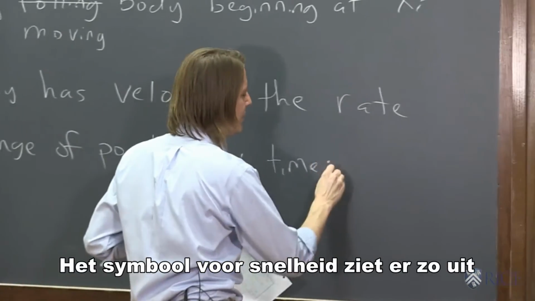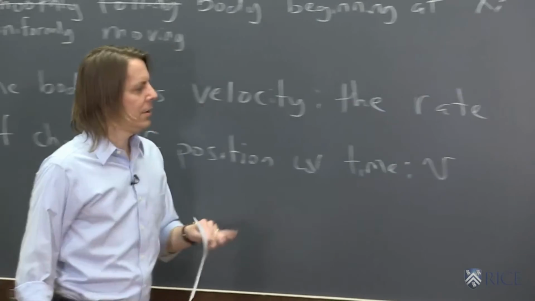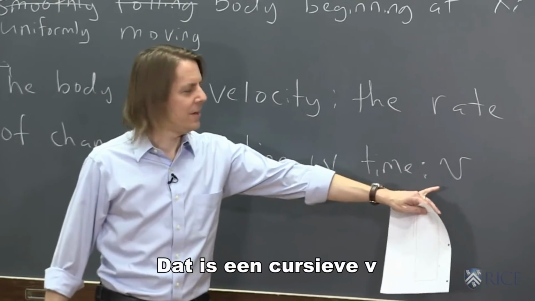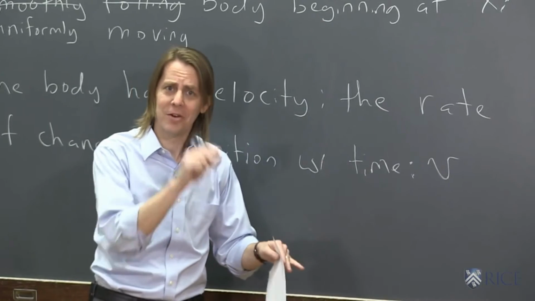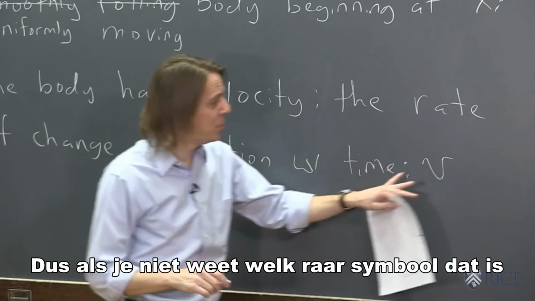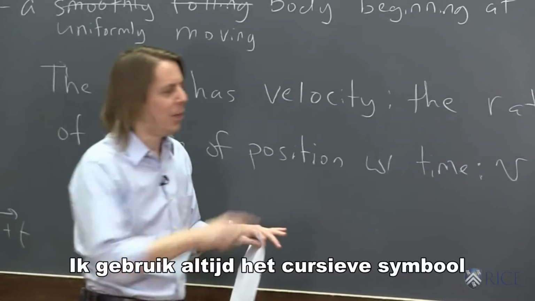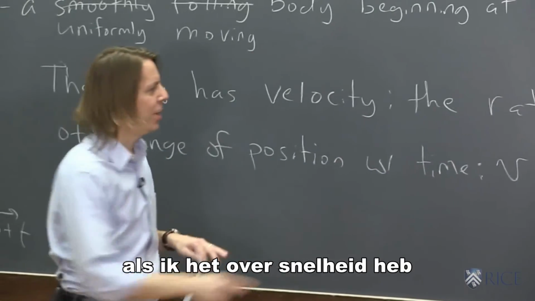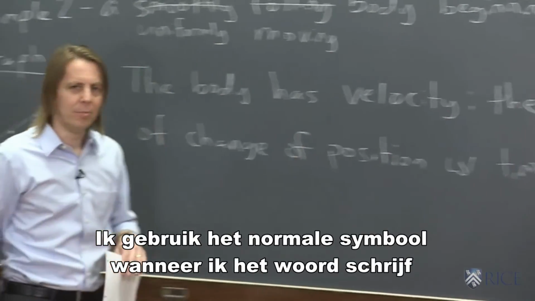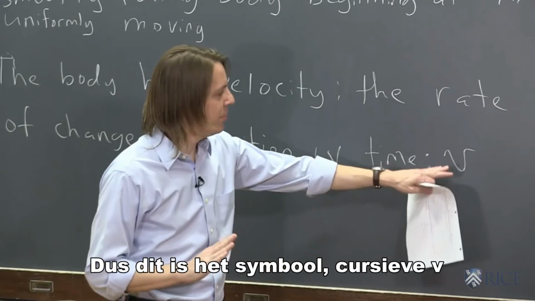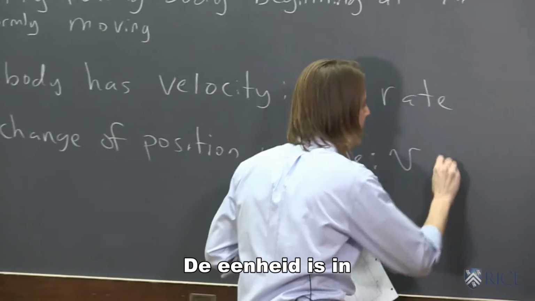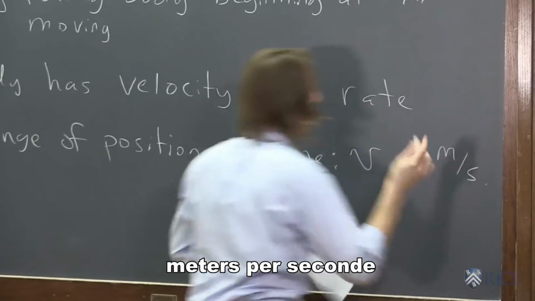The symbol for velocity looks like this. Now, I don't know if you're going to know what that is. That is a cursive V. I know they don't teach cursive anymore. They used to teach us how to write in cursive. So if you don't know what weird symbol that is, that's my cursive V. I always use the cursive symbol when I'm talking about velocity. I use the regular symbol when I write the word. Okay? So this is the symbol, cursive V. The unit is meters per second.